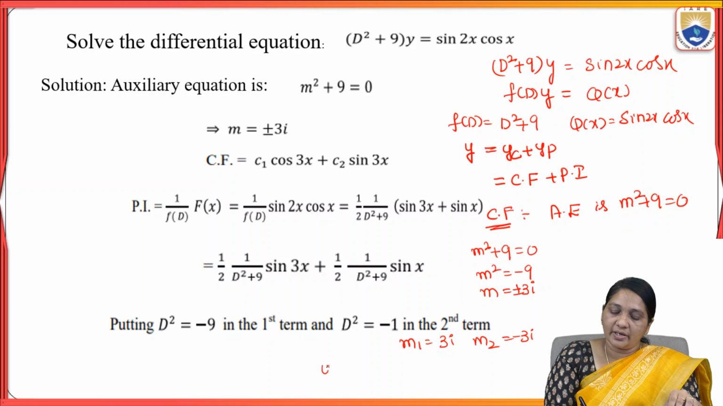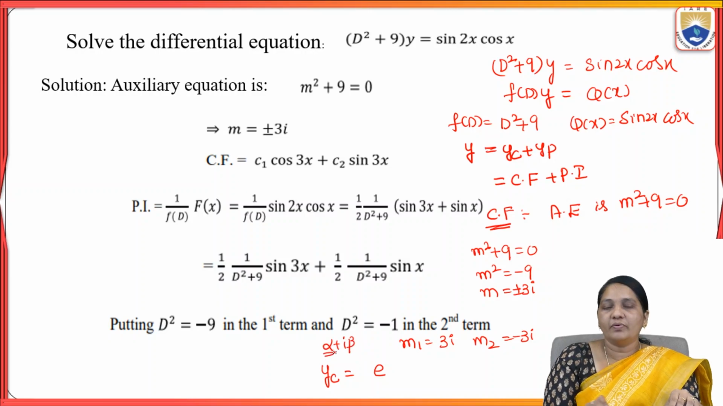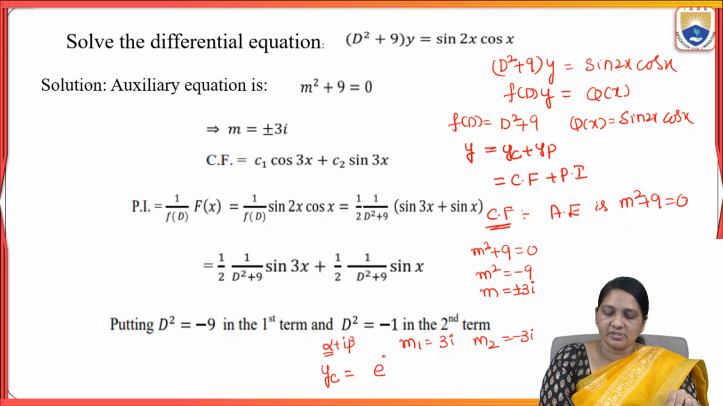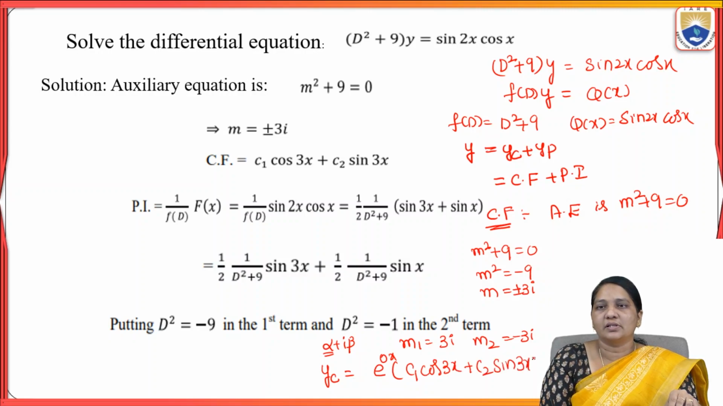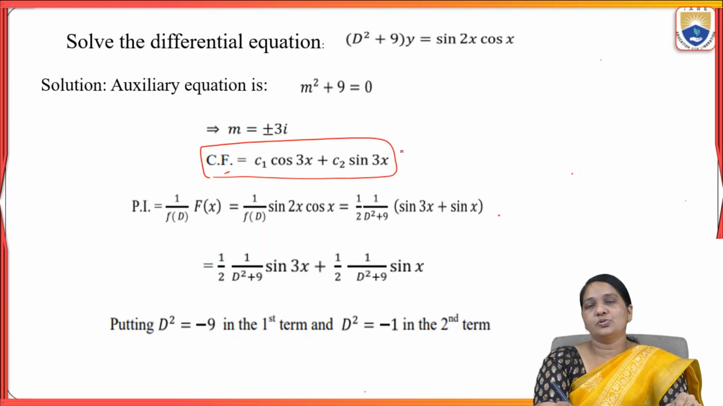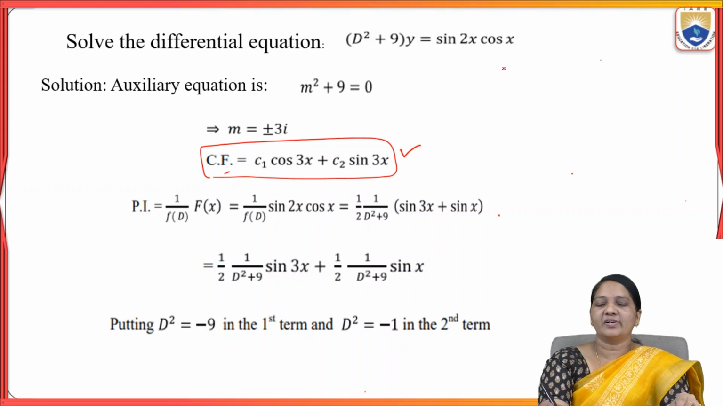According to this, I can write the complementary function yc equal to, here alpha value is 0. That means alpha plus i beta, in place of alpha we are not having any value, that means 0. So e power 0x into C1 cos beta x, so C1 cos 3x plus C2 sin 3x. So this is our complementary function. After completion of the complementary function, we have to calculate the particular integral.